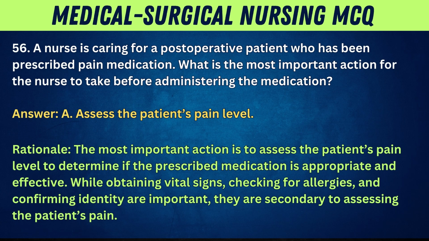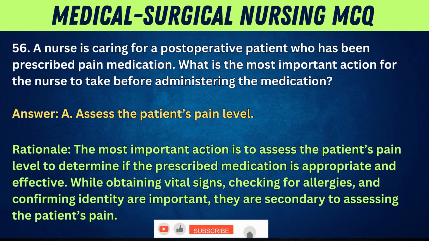Rationale: the most important action is to assess the patient's pain level to determine if the prescribed medication is appropriate and effective. While obtaining vital signs, checking for allergies, and confirming identity are important, they are secondary to assessing the patient's pain.